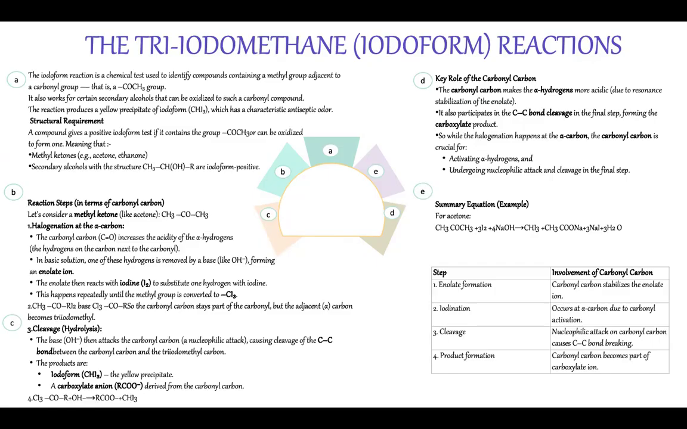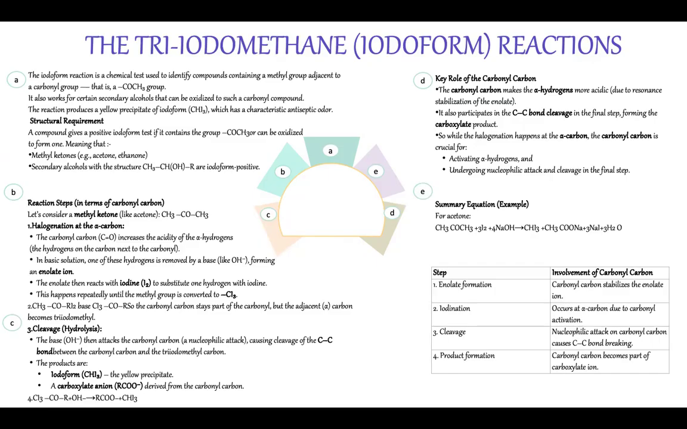And then the key role of the carbonyl carbon in this situation is that it makes the alpha hydrogen more acidic due to resonance stabilization of the enolate, and it also promotes the C-C cleavage in the final step, forming the carboxylate product. So while the halogenation happens at the alpha carbon, the carbonyl carbon is crucial for activating the alpha hydrogen and for undergoing nucleophilic attack and cleavage in the final step.